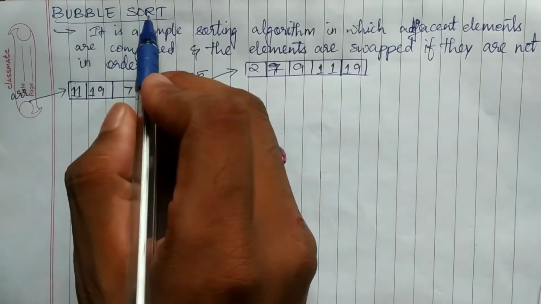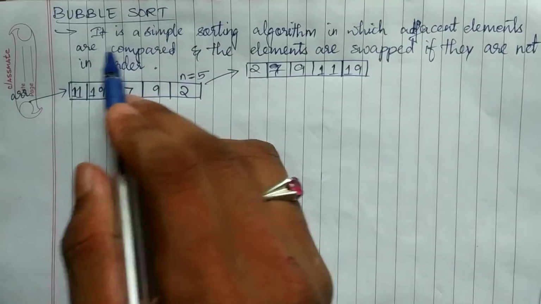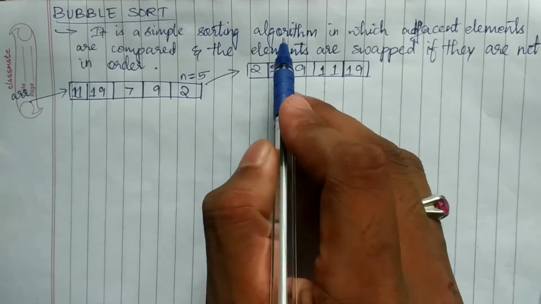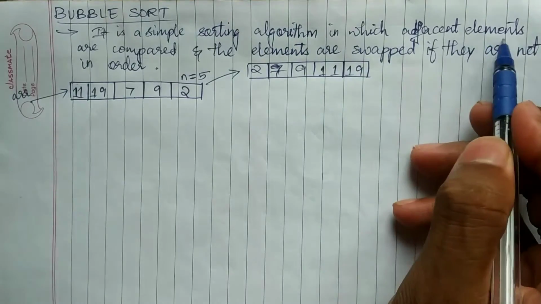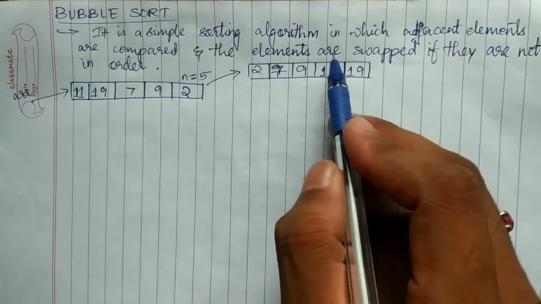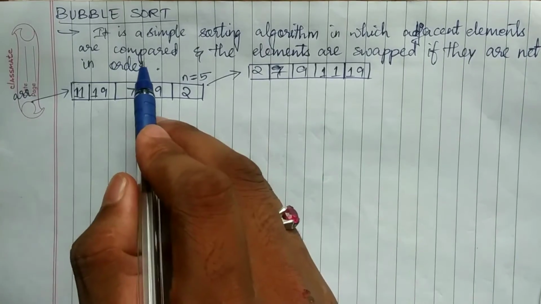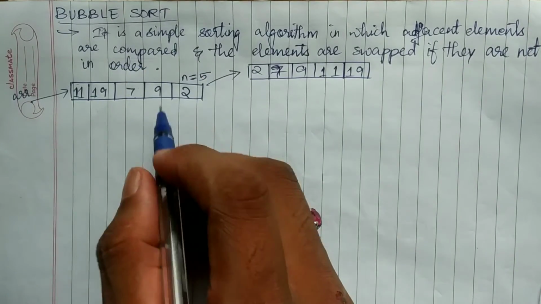Today, let's see the bubble sort algorithm. A bubble sort algorithm is a simple sorting algorithm in which adjacent elements are compared and the elements are swapped if they are not in a correct order. So what does this mean?